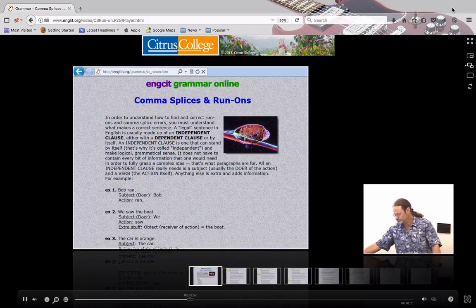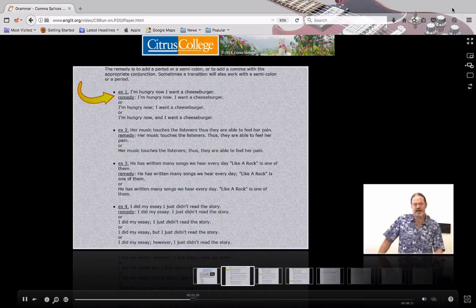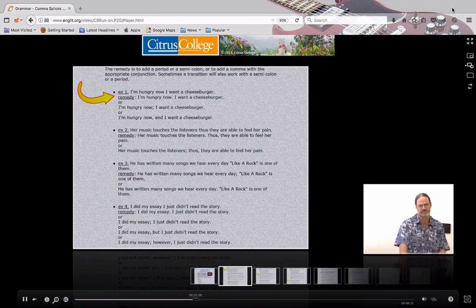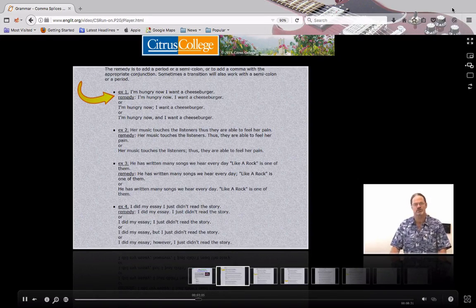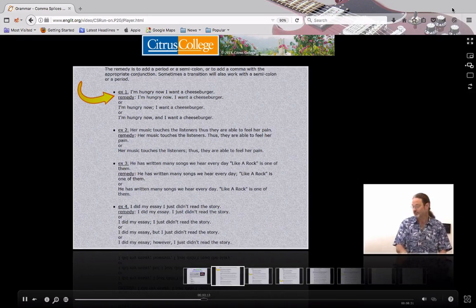For example, if we look at some examples on my website, a sentence like, "I'm hungry now I want a cheeseburger." Those are two sentences. "I'm hungry now" is a sentence. "I want a cheeseburger" is a sentence. To simply run them together with no punctuation makes it a run-on. To separate them legally, put either a period or a semicolon between the word "now" and the second "I," and you will have your independent clauses isolated correctly.